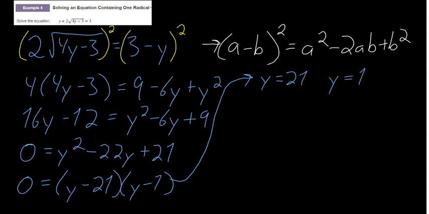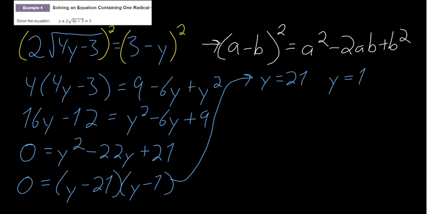Alrighty? But again, we're going to have to check these solutions. Because my very first step up here, I squared both sides. So I need to check them. Again, there's no way around it. You have got to check your solution. If you don't check your solution here, you're going to get tricked and you're going to have an incorrect solution, or an extraneous solution is what they're called.